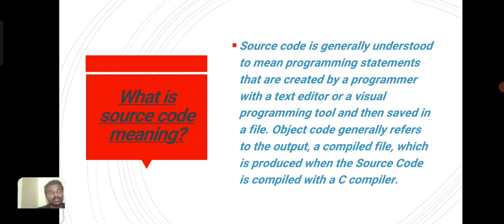What is source code? Source code is generally understood to mean programming statements that are created by programmers with a text editor or visual programming tool and then saved in a file. Object code generally refers to the output of a compiled file, which is produced when the source code is compiled with a C compiler.